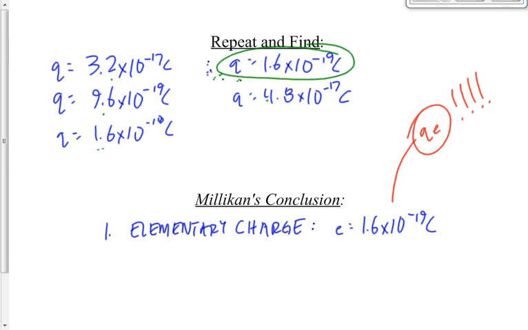Now, the other thing that he concluded from this was that charge is quantized. And what that means is that you can have the elementary charge or you can have a multiple of that, but nothing in between. It's kind of like people are quantized. You can have one person, or you can have a whole number multiple of one person, 7 people, 25 people. You can't have 3.9 people.